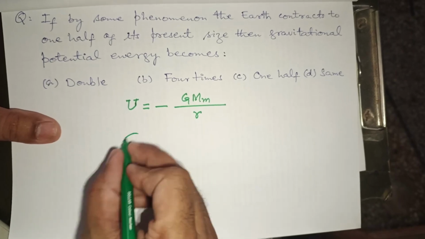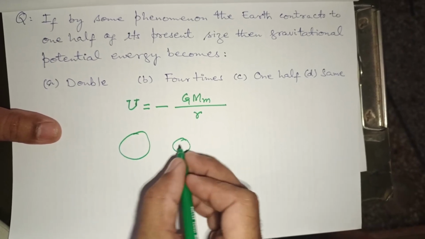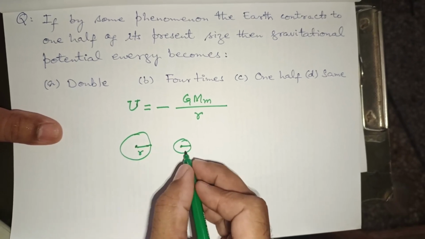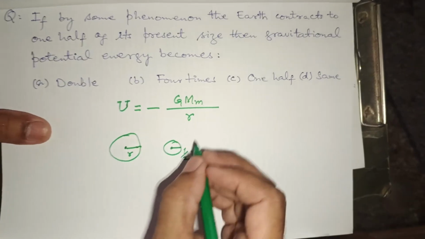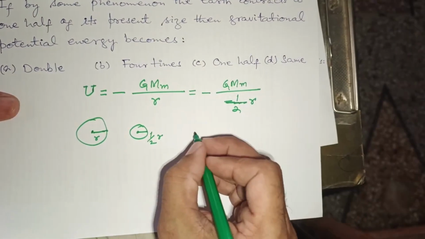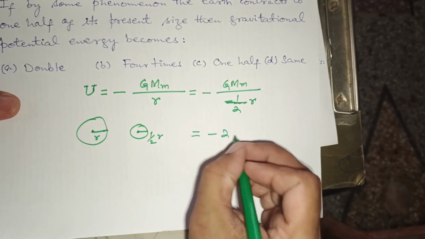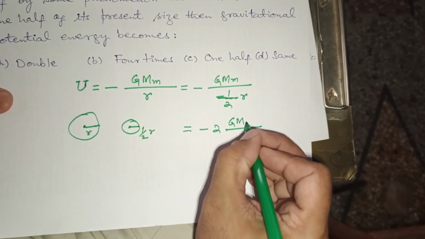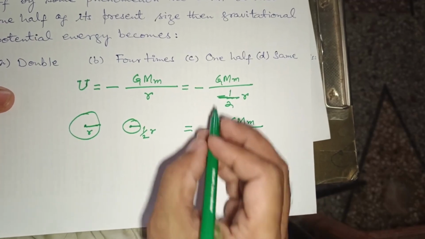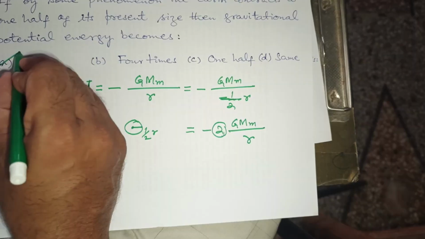The earth was initially like this, then this becomes this. So this radius becomes half. R shifted to 1 upon 2 r. So when you substitute 1 upon 2 r, you can see that this will become minus 2 times GMm over r. So what does it mean? This will be doubled.